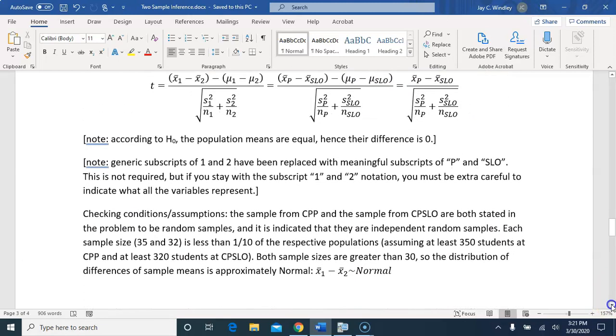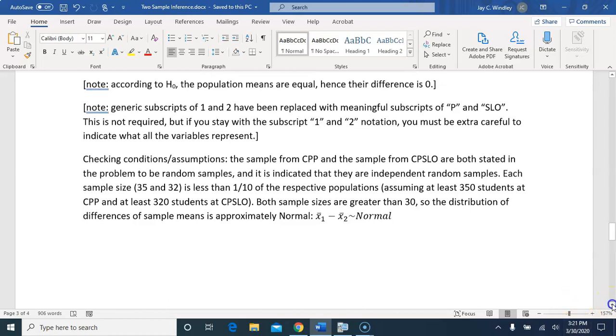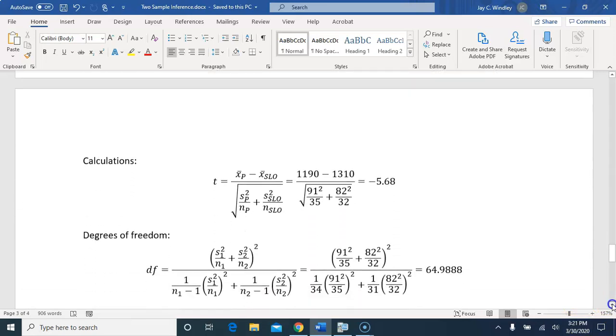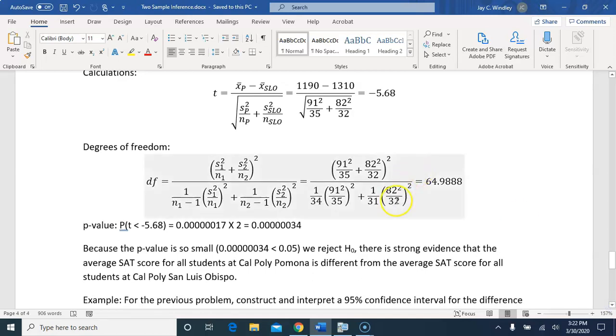So we check our assumptions. We have 2 random samples. They're stated to be independent random samples. The sample sizes are both less than 1/10 of the population, assuming that these schools have thousands of students. Both sample sizes are greater than 30, so the distribution of x bar 1 minus x bar 2 is approximately normal. All those conditions have been met. So the formula we had earlier, we plug in the 2 sample means from our problem, the 2 sample standard deviations and the sample sizes, and we get a t of -5. This is the only time I'm going to do this calculation because usually I will let the calculator give me this calculation.